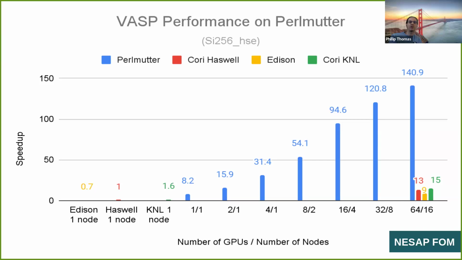Looking at Perlmutter in comparison to these, you can see that even just using a fourth of a Perlmutter GPU node gives you an 8 times speed up compared to the Haswell job. And if you run on a single Perlmutter node with all 4 GPUs, you get a 31 times speed up. And then if you increase the number of GPU nodes, you can even get speed ups of up to 141 times. And if you compare this running on 16 nodes with 64 GPUs with a 16 node calculation on the other systems, you can see there's a substantial speed up for this job compared to running this on the earlier systems.